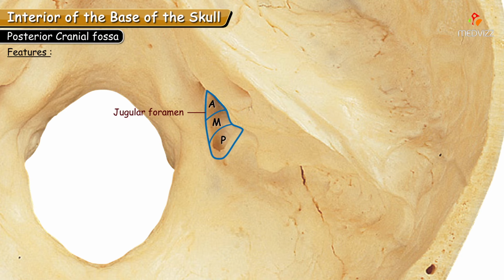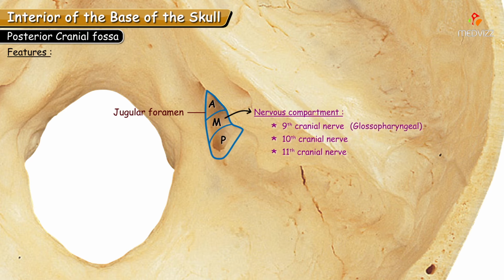The posterior part is also a vascular compartment which transmits the sigmoid sinus, which continues as the internal jugular vein below the foramen in norma basalis. The middle part is the nervous compartment where we have 3 cranial nerves. This is the only foramen which transmits 3 cranial nerves, that is the 9th, 10th and 11th cranial nerves. The 9th is glossopharyngeal, the 10th is vagus and the 11th is spinal accessory. So this is about the jugular foramen.